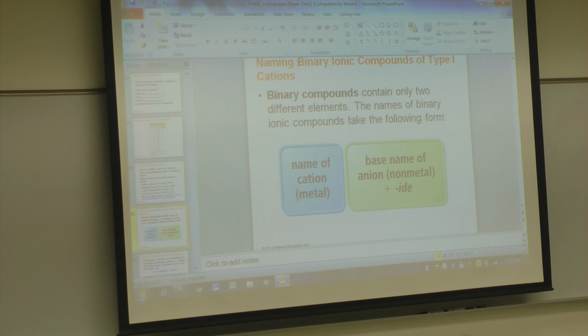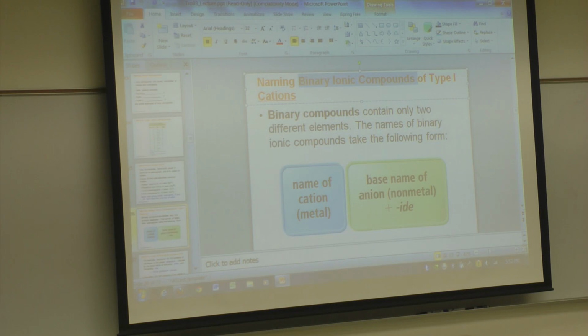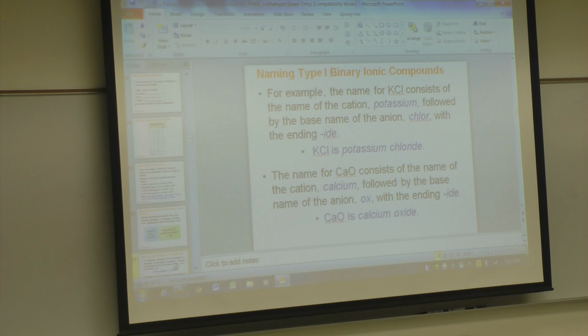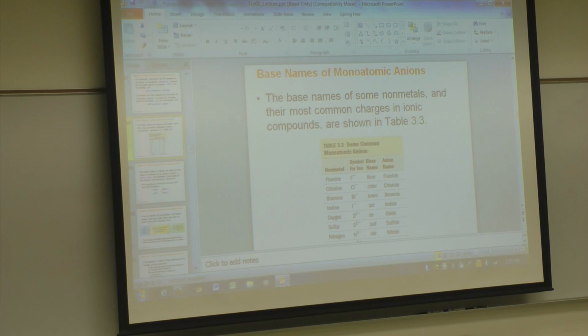When we name binary ionic compounds, binary means there are only 2 elements. You have the metal and the base, which should end with an -ide. For KCl, we say potassium, and then chlorine changes to chloride: potassium chloride. Monatomic anions such as fluoride, chloride, bromide, iodide: F- is fluoride, Cl- is chloride, Br- is bromide.